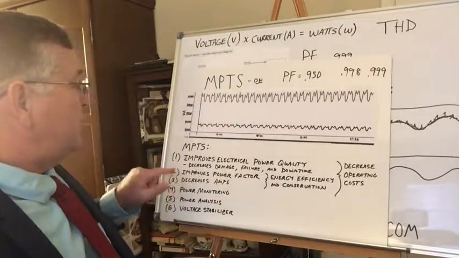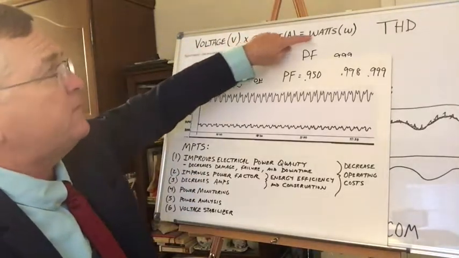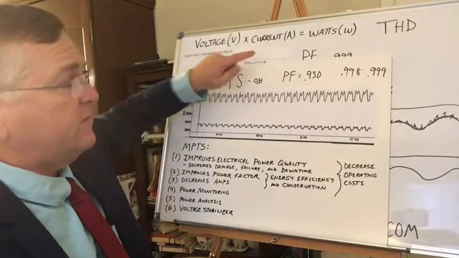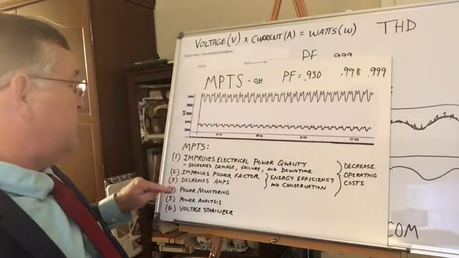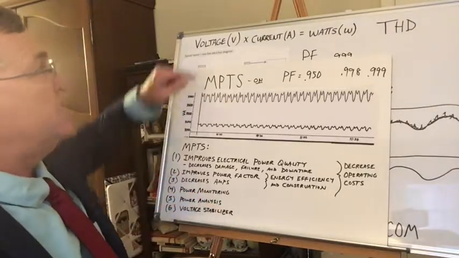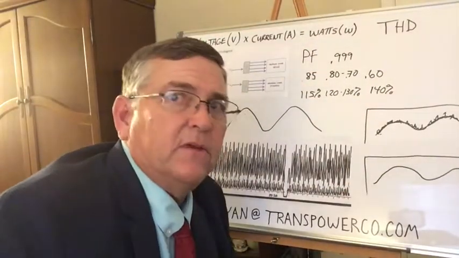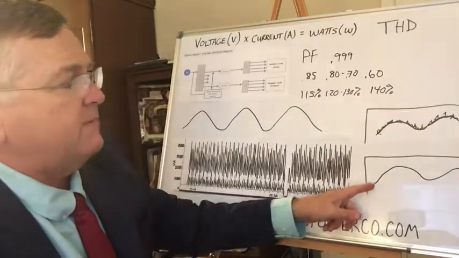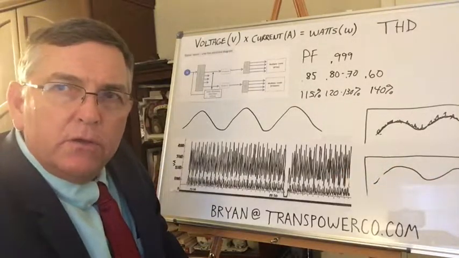And then it'll decrease the amps that you're using in your system, because voltage times current, which is amps, is equal to watts, and they're billing you for kilowatts. So if we can decrease the wasted energy, we're decreasing the amps. And then it will do power monitoring and power analysis and voltage stabilization. So the MPTS system does a whole bunch of things for you. In that voltage stabilization, what we're talking about is we'll take this fuzzy sine wave and turn it into one that looks like this. We would love to demo a unit, show you what's going on.